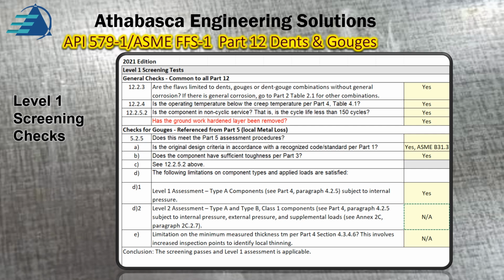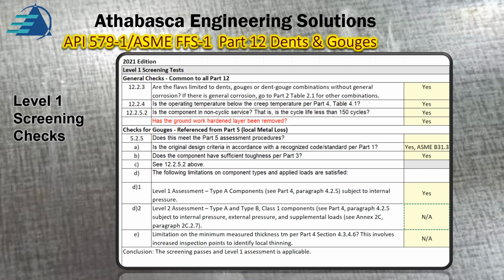Typically, before we do any calculations, we go through the screening checks, and these screening checks are as per the 2021 edition. For level 1, we have 2 sections: general checks common to everything in part 12, and a section that's specific for gouges. There are references to part 5, local metal loss, which is a closely related cousin of gouges. The first thing, in 12.2.3, is: is this a combination where there's a lot of corrosion in that area? Then you have your dent or gouge combination, and there's no corrosion, so we say yes.